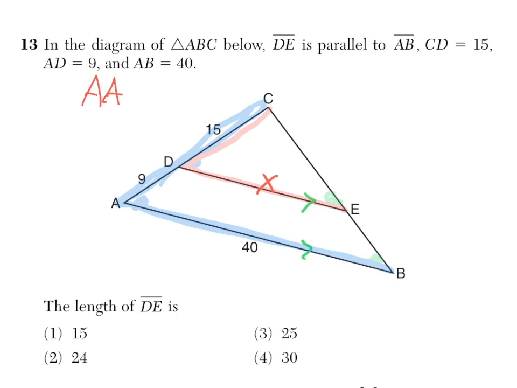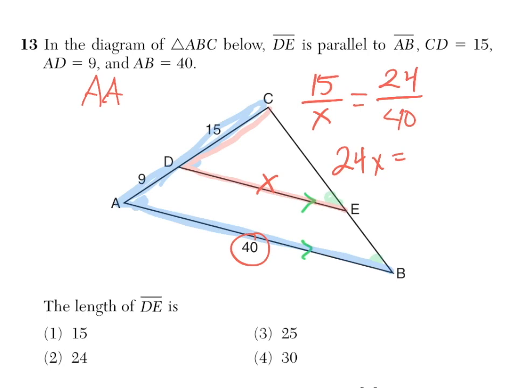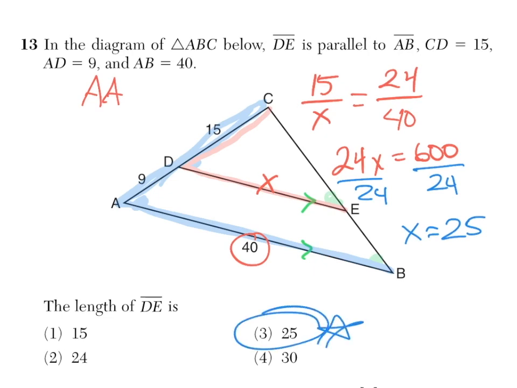Amazing. So now what we can do is set up a proportion. So we'll do small triangle to big triangle. And we'll do the side length of the small triangle over the base of the small triangle equals the side length of the big triangle, and it's not 9, it's 15 plus 9, which is 24, over the base of the big one, which I can see is 40. We're going to cross multiply, so we'll have 24x equals 15 times 40 is 600. We're going to divide both sides by 24, and when we do, x equals what? 25. Is that an option? Sure is. The correct answer is option number 3.